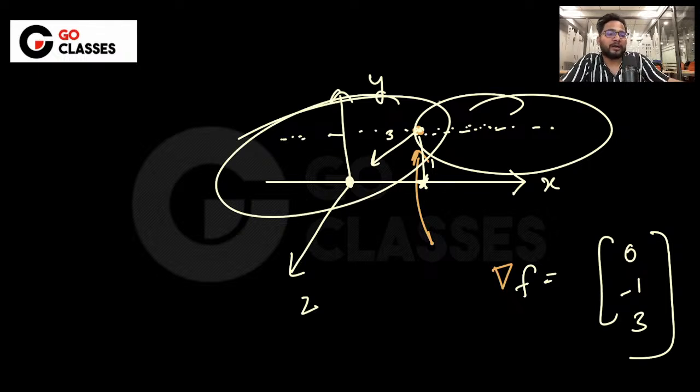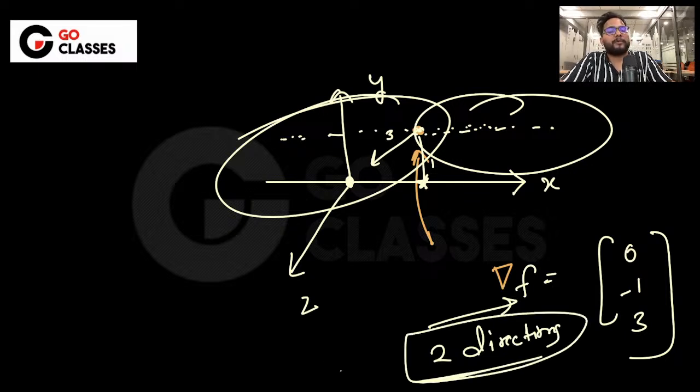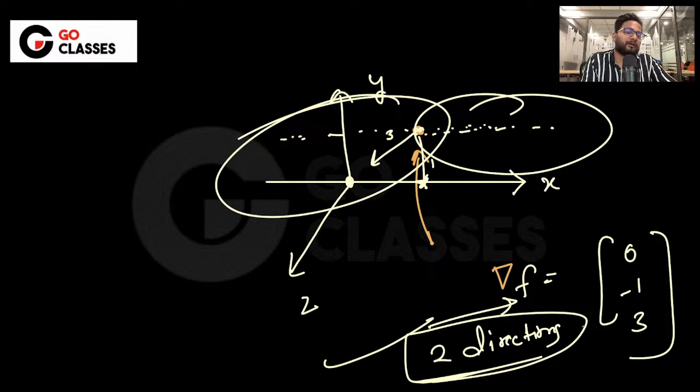So here two directions are possible where steepest descent will be happening. Because in y and z the things are fixed, but in x whether to go left or right is not fixed, because the gradient is 0. It won't matter. Both of these directions will be steepest descent directions. Understood?